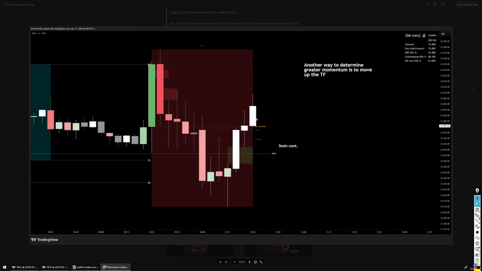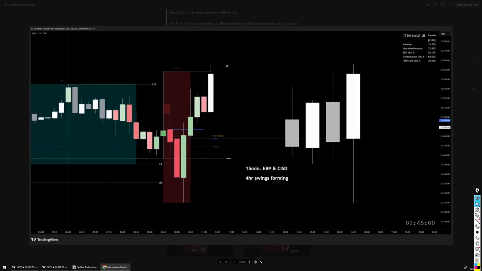And we could do that once we're in the move. We can start to zoom out a little bit and take a look at the bigger picture, okay? And that's really, really important to do in this. Next, you then look at the 15-minute, okay? So what's the 15-minute done? Well, you had a big 15-minute EVP, you had a 15-minute CISD, and now you're starting to put in somewhat of a 4-hour swing, okay?